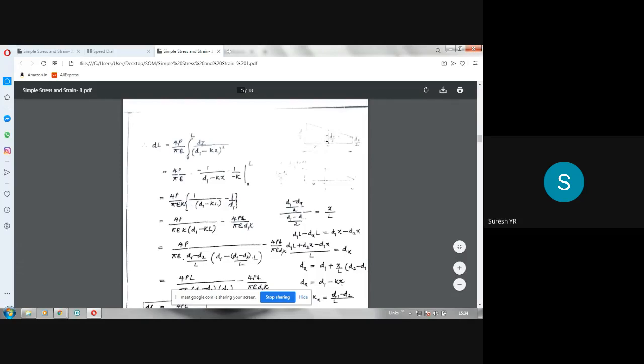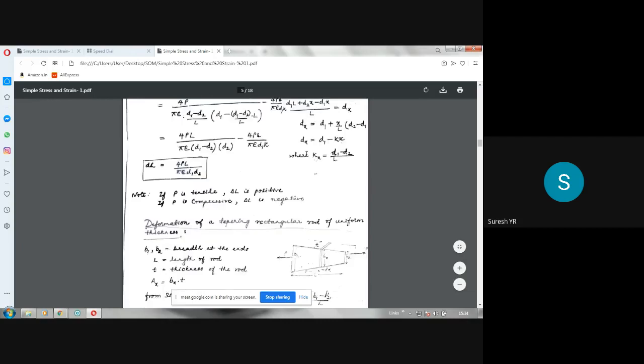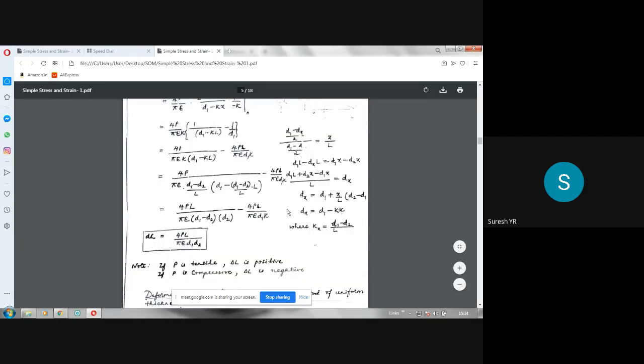So d1 by 2, dx by 2, d2 by 2. If you construct a similar triangle here, and introduce a constant k, I have done all the steps here. You can just go through this. Using the similar triangle principle, you will get a constant. This constant k is nothing but (d1 minus d2) divided by L.